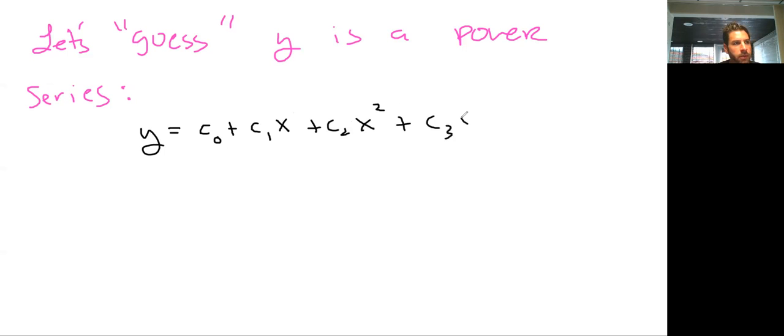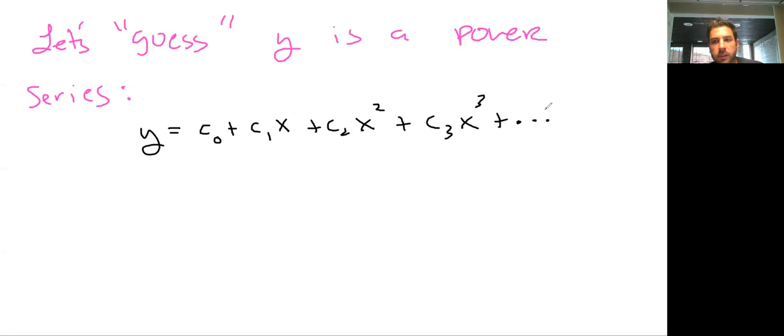So what does that mean if y is a power series? Well, it means y, which maybe is a function of x or t, it doesn't matter, we'll use x, looks like this: y equals C sub 0 plus C sub 1 times x plus C sub 2 times x squared plus C sub 3 times x cubed.